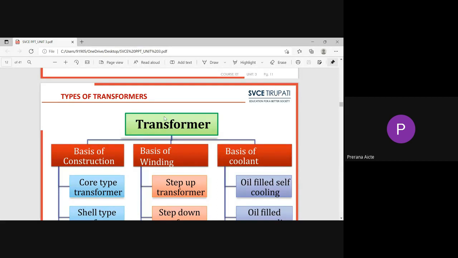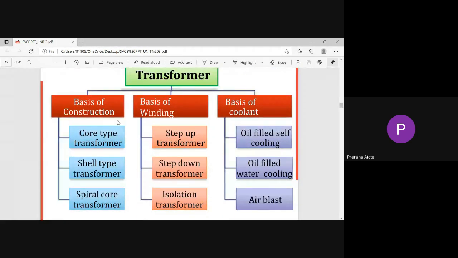Here in transformers, types of transformer. There are three types of transformer classified on the basis of construction, on the basis of winding, and on the basis of coolant. Generally, on the basis of construction, we have the core type transformer, the shell type transformer, and the spiral core transformer. In the case of windings, transformers are called step up transformer, step down transformer, and isolation transformer.